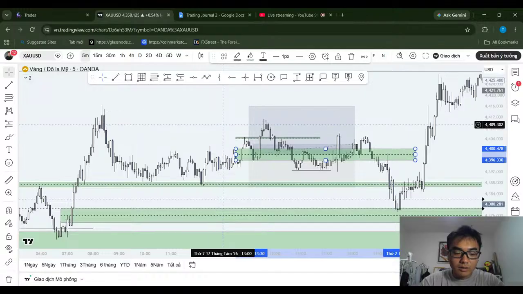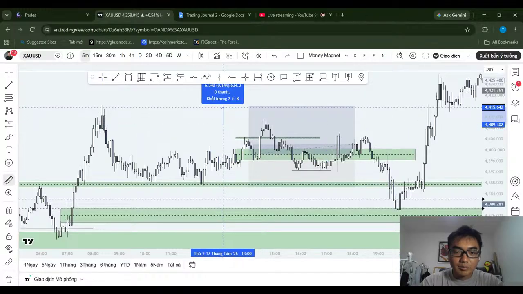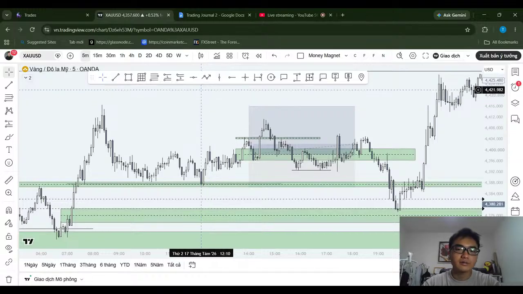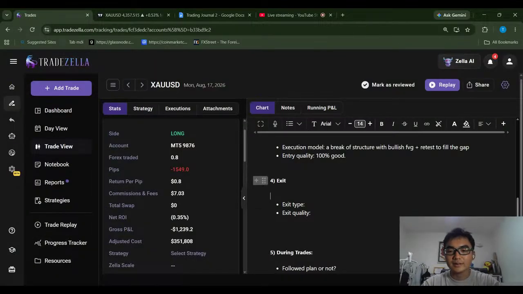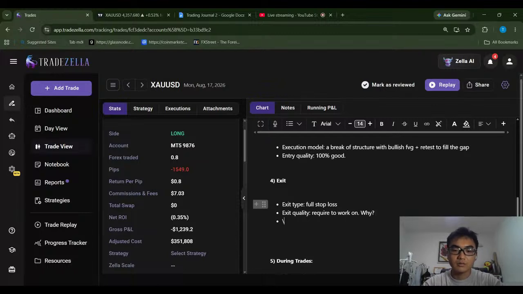But from here to here, it's around six price where I can make more than $300. This is the reason. Is this the time for a stop loss? Is this quality necessarily required to work on? The reason is simple: I need to set break even when the momentum kicks in.